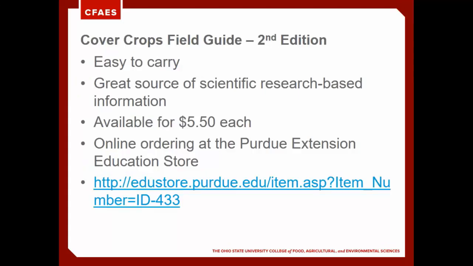So we used that Managing Cover Crops Profitably to come up with our Cover Crops Field Guide, that second edition. And that one is a small pocket guide. They're $5.50 each. We are getting ready to do another print of those. So if you call the Purdue store or some of your local extension offices, I know a lot of our soil and water in the area have copies of those. You can stop in and pick those up.